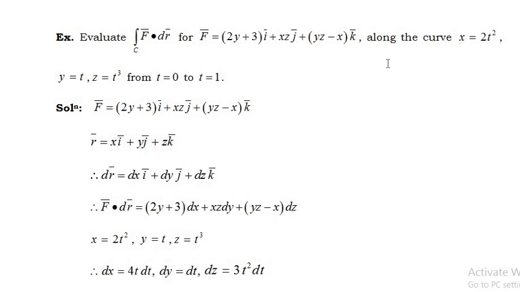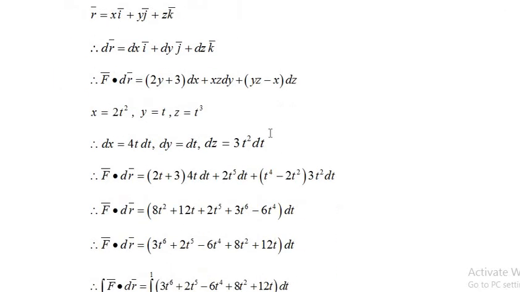Path is not a straight line, unlike the two previous problems. Rather, we are given directly the parametric equations. So, let us put those directly. X equal to 2t square, y equal to t, and z equal to t cube. Therefore, dx will be equal to 4t dt, dy equal to dt, dz equal to 3t square dt.